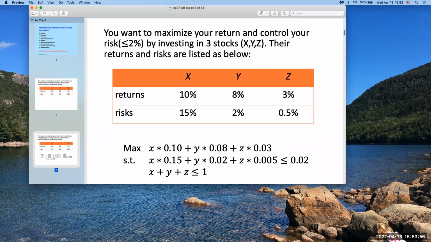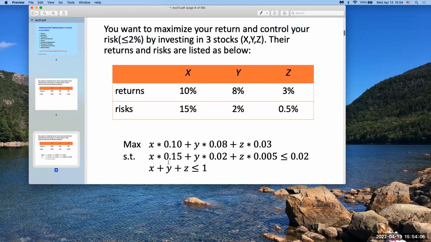And we have certain constraints. Okay, so the first constraint is given from this paragraph. We want to control the risk. So basically, it will list the same equation: risks times the money, and this value should be greater or equal to 2%. So that's 2%.